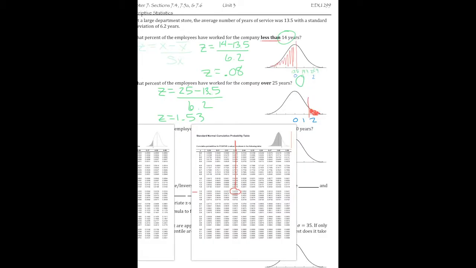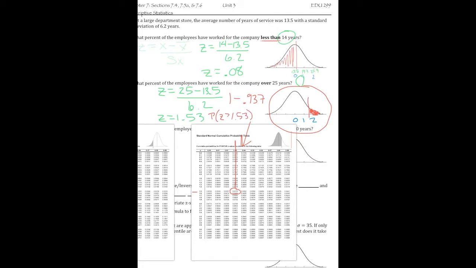Remember, your table value gives you the values to the left. We want the values to the right. So in order to find that, we have to take 1, because 1 is the total area of this curve, 1 minus that value to the left. So 1 minus 0.937. And that will give us the probability that our z is greater than 1.53.